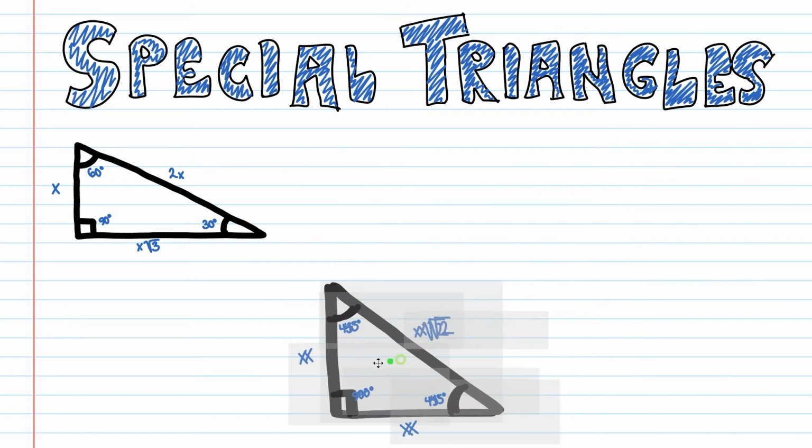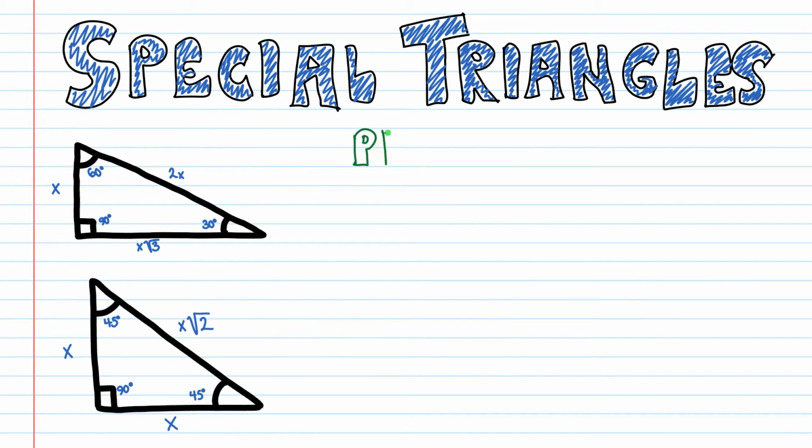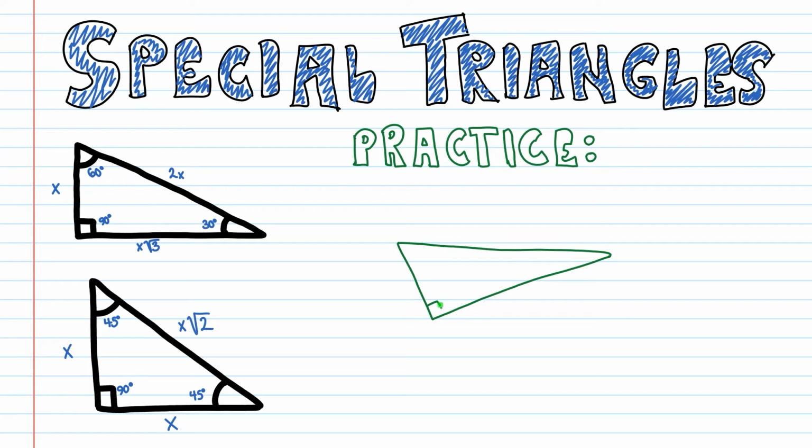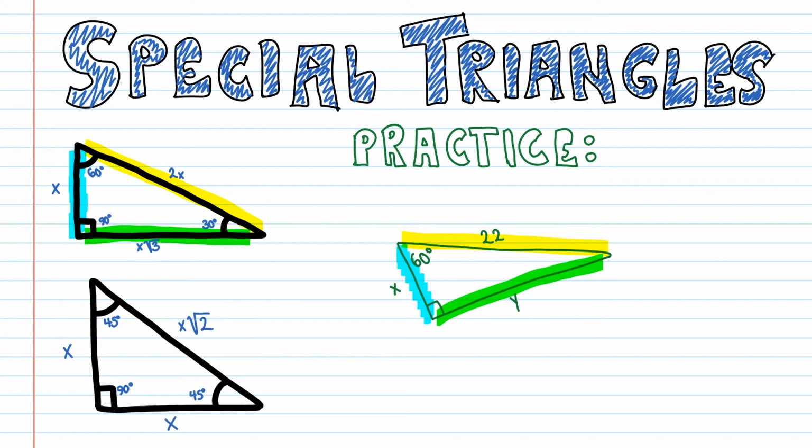And I'll move this triangle to the side. We'll do a little practice here. I think we'll start with a 30-60-90 degree triangle. So let's say I've been given the length of the hypotenuse, and let's say I want to find the other two sides. This is a 30-60-90 degree triangle, so I can relate the sides to our little diagram we made. That'll help me find the other two sides.